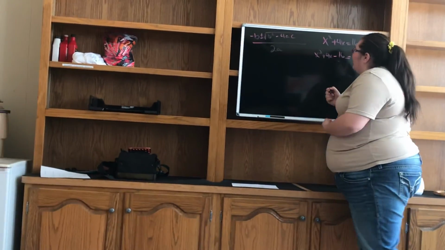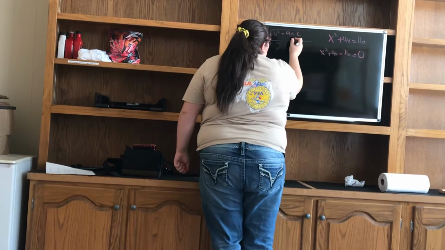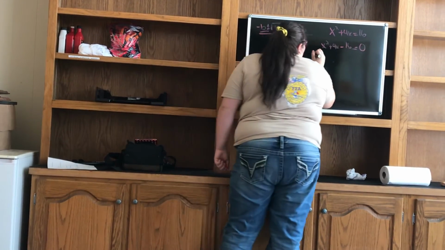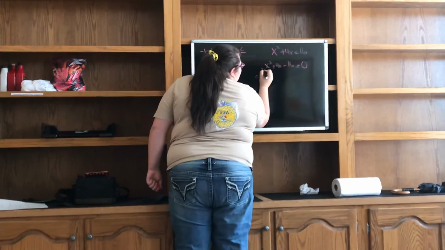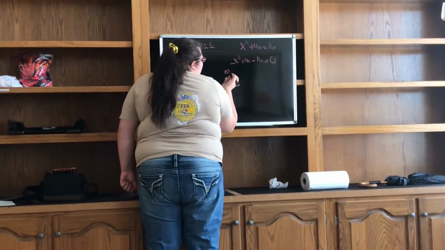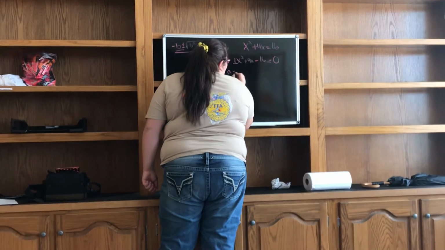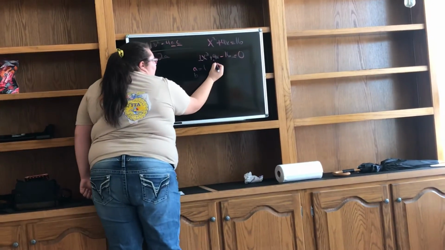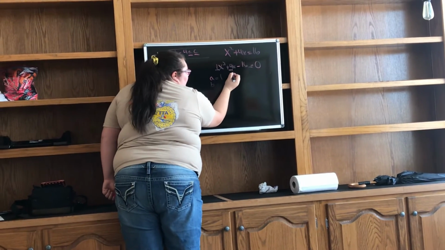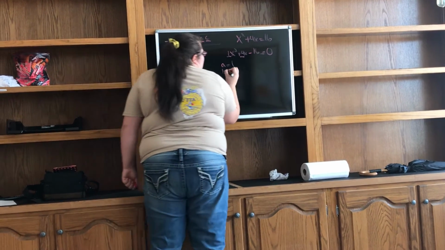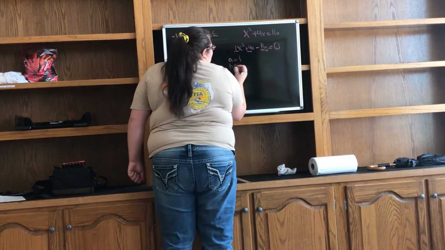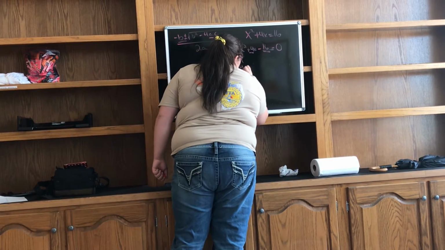As you can see here, you have A, B, and C. So A is the coefficient in front of the x squared, which in this case is 1. B is the coefficient in front of x, which in this case is negative 4. And C is the constant, which in this case is negative 16.